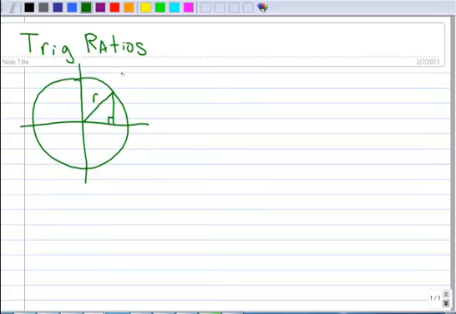And before I go any further, I'm just going to refresh your memory that the coordinates of this point here, recall, it's the cosine of x if x is that arc length, and the sine of x. So that means that this distance here is the cosine, and then this distance here, that's the y value, that is the sine. And of course all of this is valid if and only if r equals 1.